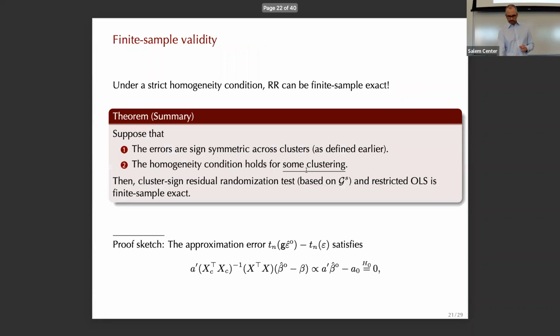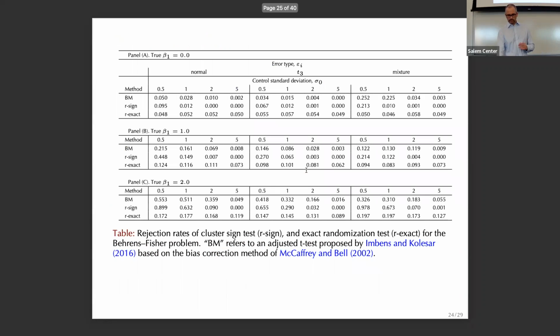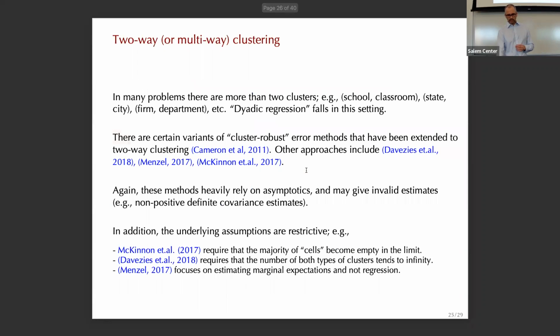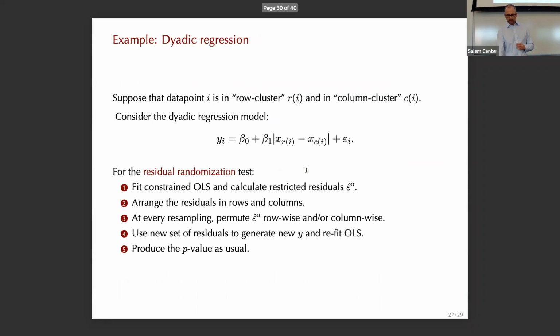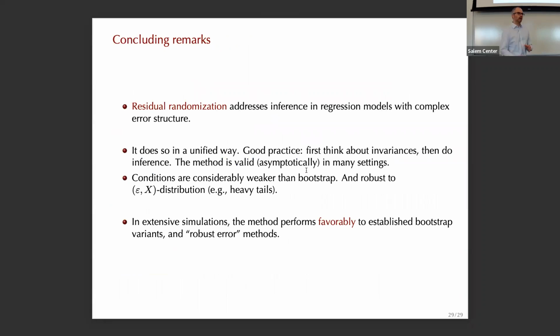Okay, so I'll just skip finite-sample validity. I have some examples about this, and I have another example about two-way clustering and dyadic regression, but I'm going to stop here. I'm going to summarize, and if there are questions, I can talk to you about double clustering, which I can do very easily with this framework.